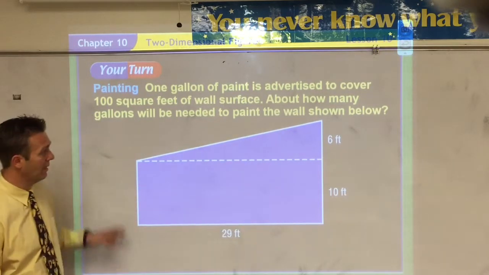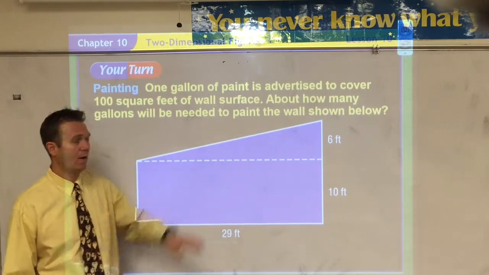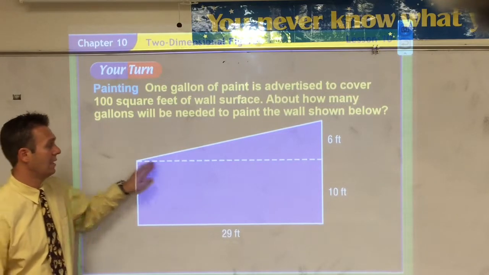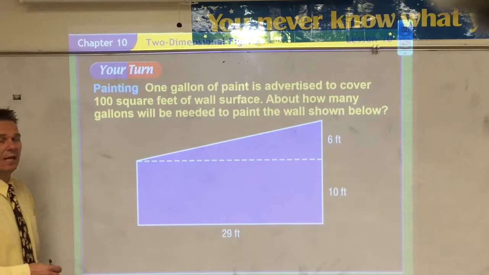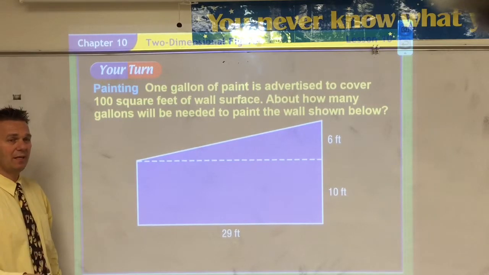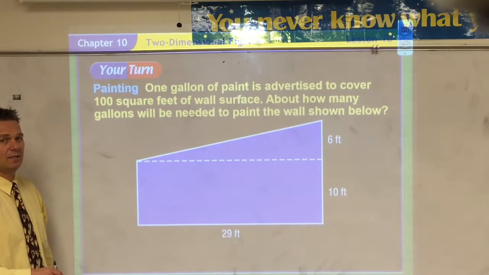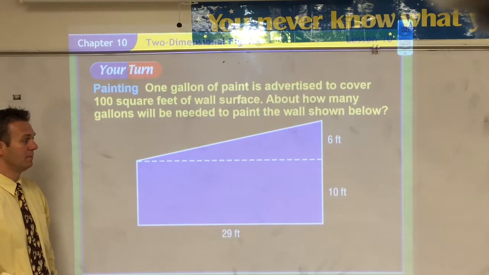29 by 10 for a rectangle, and we have a triangle, where the height is 6 and the base is also 29. So go ahead and write this down, pause your video, see if you can solve it, and then come back and check your answer.